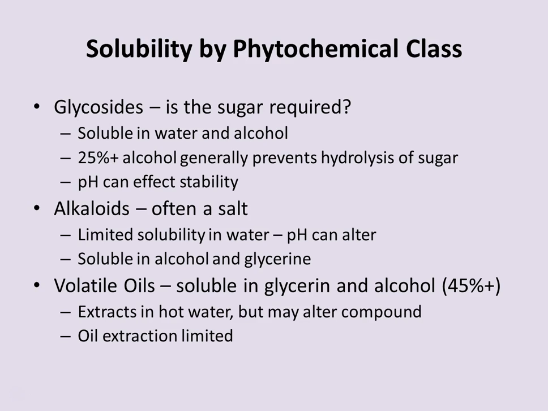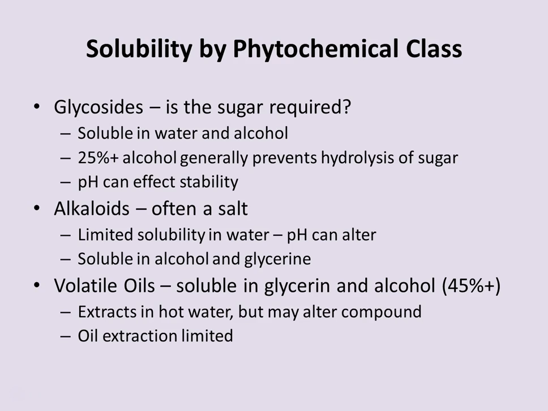So alkaloids, these are in the plant often in the form of a salt, meaning they will bind with a malic acid or might be something like a calcium, any number of compounds. And the reason for that is actually it increases the ability of the plant to store these in vacuoles. But most alkaloids have a limited solubility in water, and you can alter that by changing the pH.